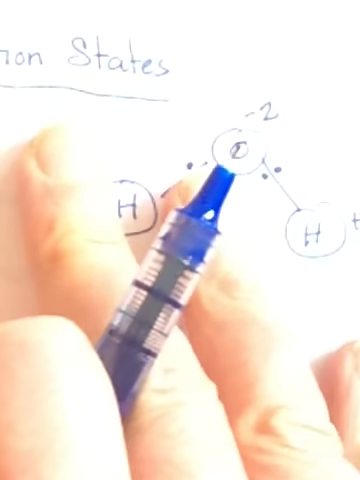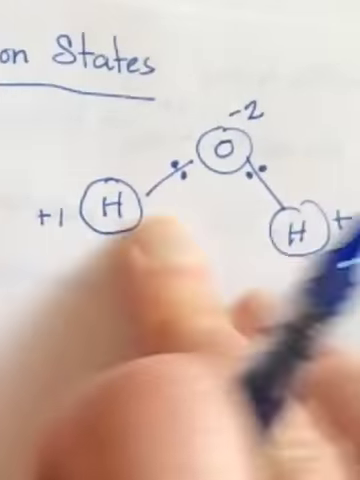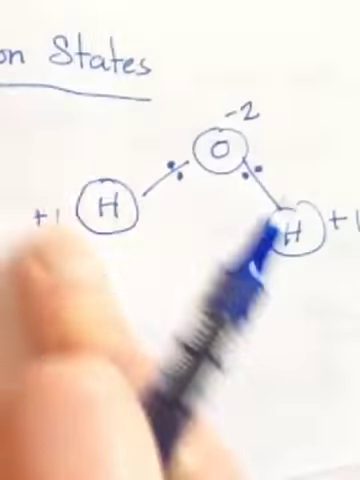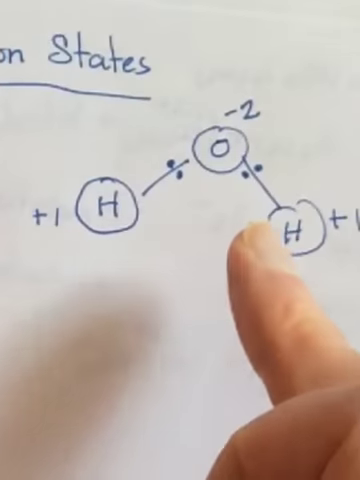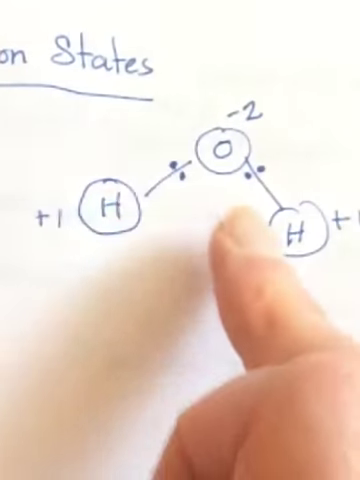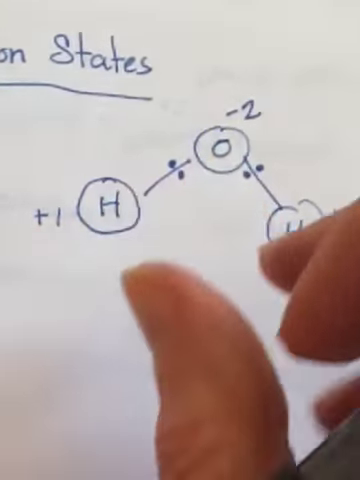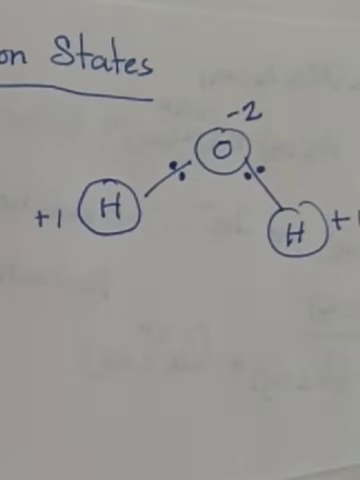Okay, so that's oxidation states. Oxidation numbers then are just the numbers that are assigned based on the state. So these are the oxidation numbers once we figured out that the electron pairs would be closer to the oxygen than the hydrogen.